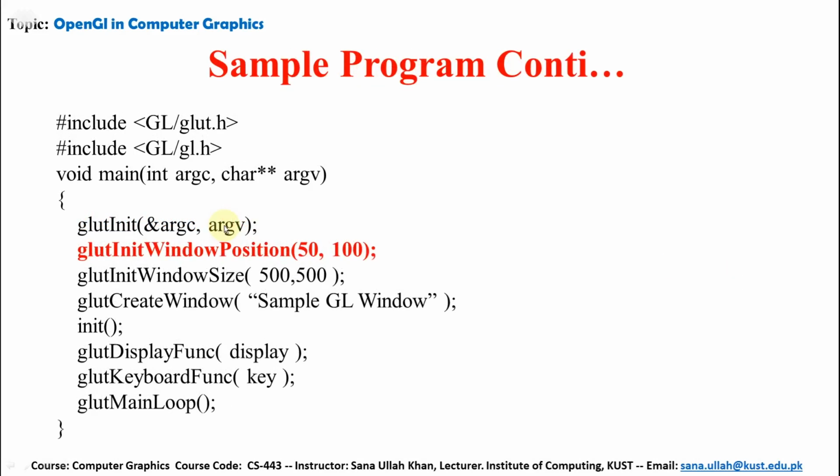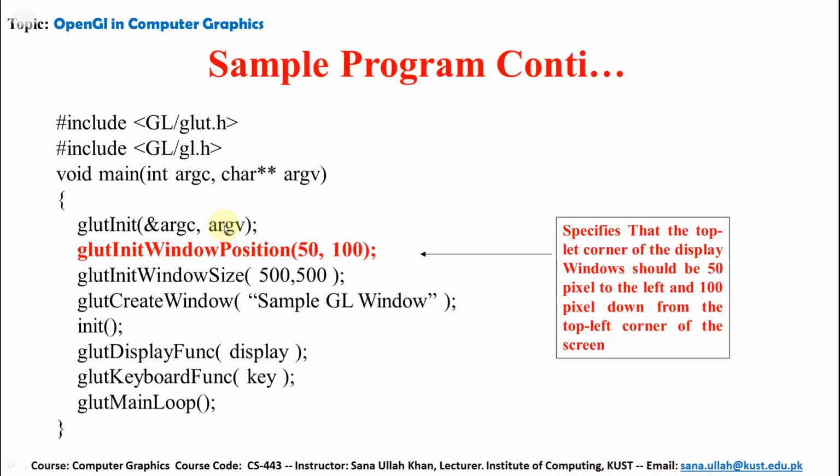After that, we want to set the window position on the screen, where it will start and be shown. This is called glutInitWindowPosition. These are the two parameters, 50 and 100, which specify that the top left corner of the display window should be 50 pixels to the left and 100 pixels down from the top left corner of the screen. Means that if there is a main screen, then from its top left corner, 50 and 100 will be the position where the window is displayed.